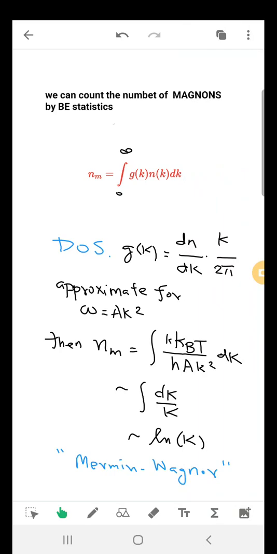Now, we can actually find out the number of magnons as they follow Bose statistics. So this is the equation for finding the number of magnons, G(k) into N(k), where G(k) is the density of states, and we get omega equal to a k squared. So using these relationships, we ultimately get the number of magnons to be proportional to the natural log of k, as was proposed by Mermin and Wagner.